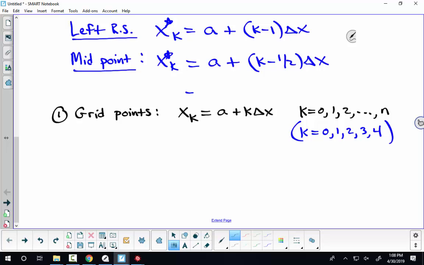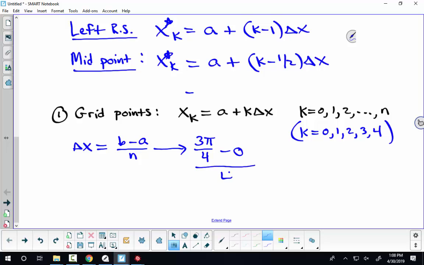So our delta x, in general, is defined as b minus a over n. For us, that's 3 pi over 4 minus 0, divided by 4. Is everybody all right with that? So our delta x is what? Our delta x for this particular example is 3 pi over 16.